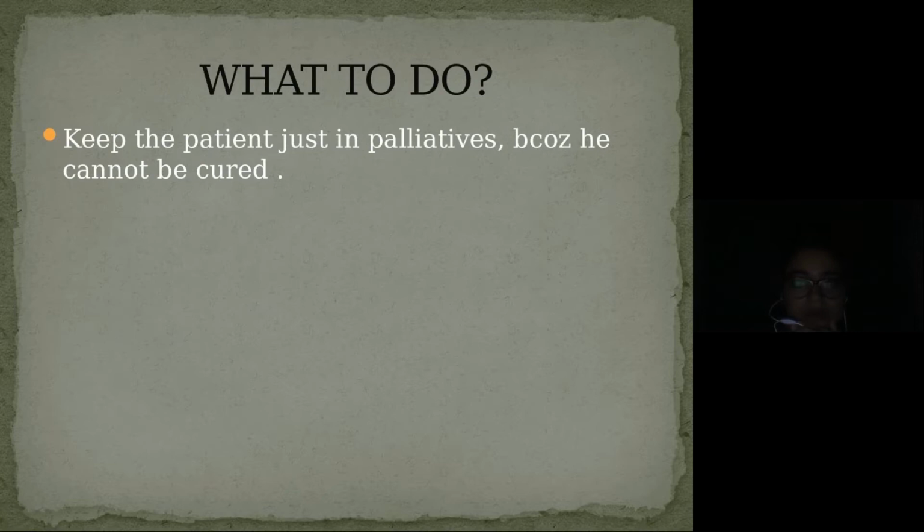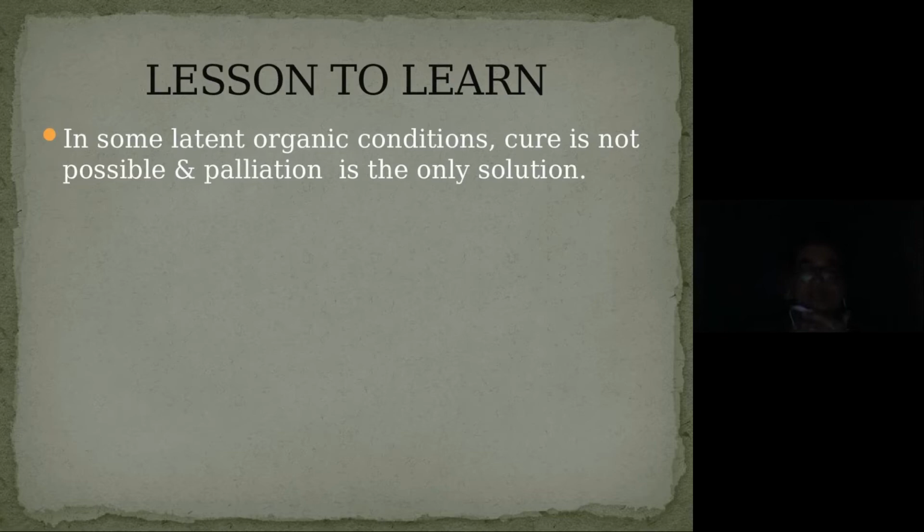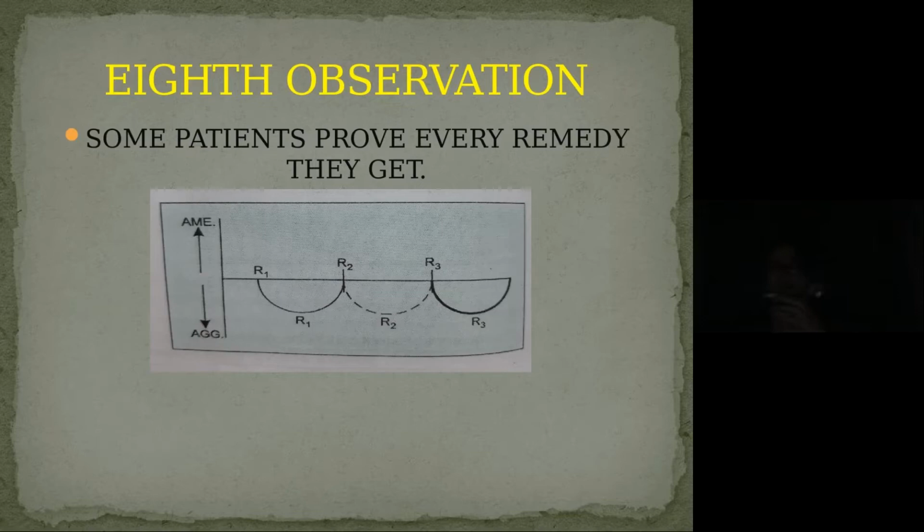So what should we do? Keep the patient just in palliation because he cannot be cured. He will just have some temporary relief to a certain extent, but he cannot be cured beyond that stage or beyond that limit. So we have to just keep the patient in palliation. So what is the lesson we learn? In some latent organic conditions, cure is not possible and palliation is the only solution. We can only palliate that case and give the patient temporary relief, but we cannot cure that case. That is the incurable case, because the patient will only be cured to a certain limit, and beyond that he will never be cured. So now comes the eighth observation.